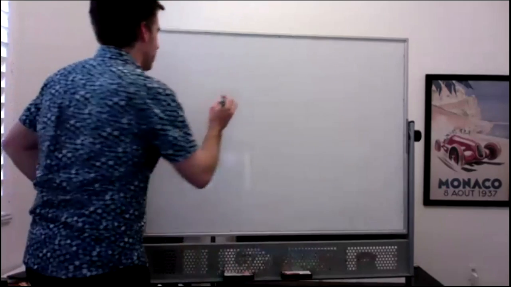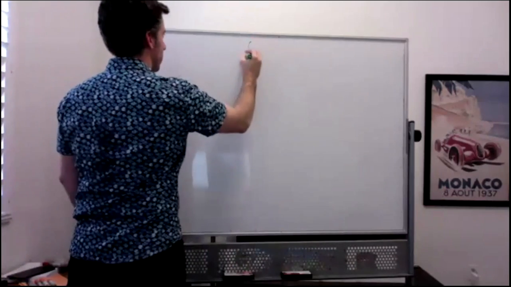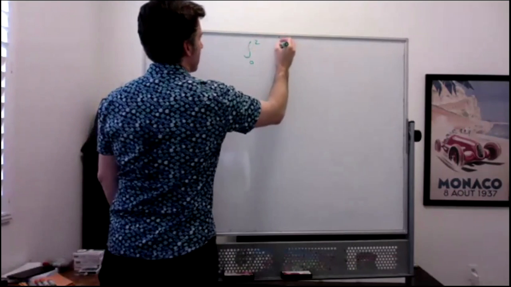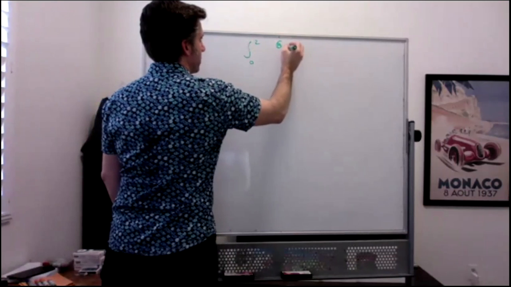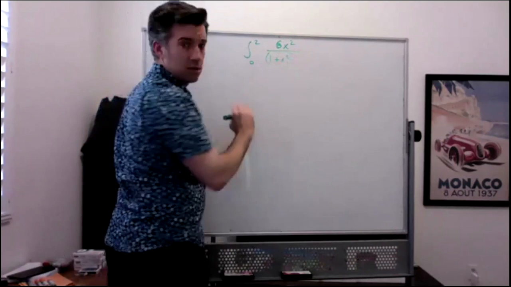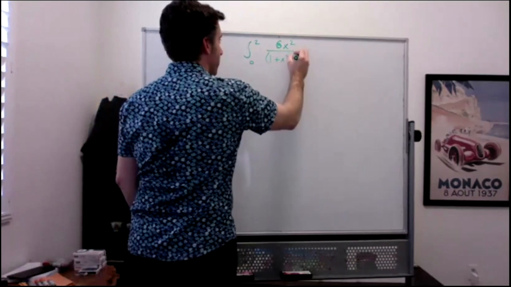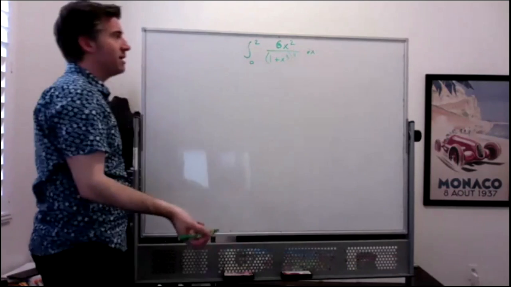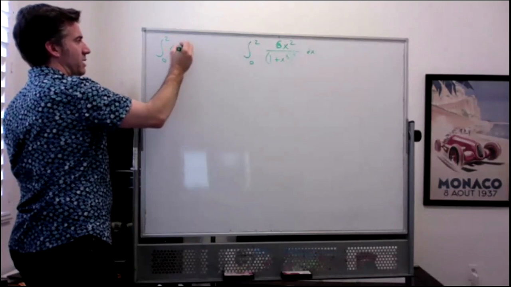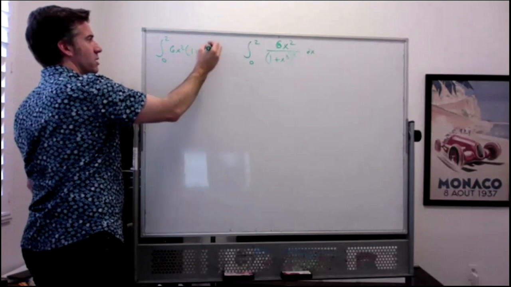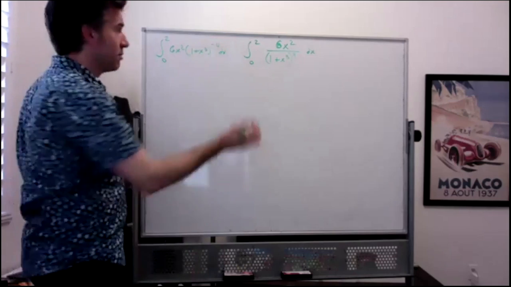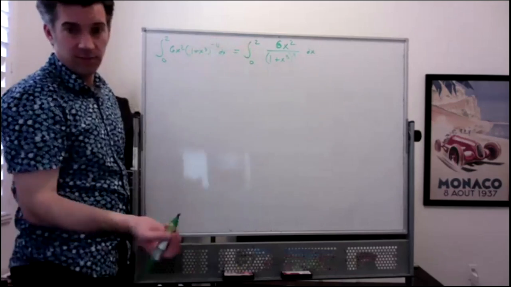So let's say I want to do the integral from 0 to 2 of 6x squared over (1 plus x cubed) to the 4th. Or you might see someone write this as the integral from 0 to 2 of 6x squared times (1 plus x cubed) to the negative 4th. Right? They're the same thing, just written slightly differently.